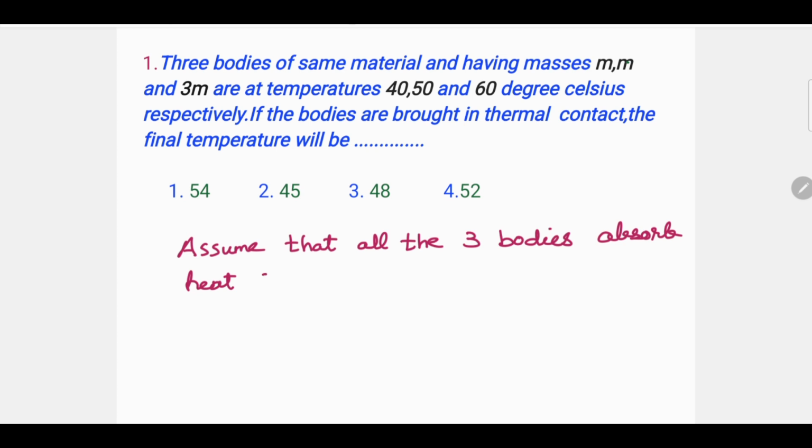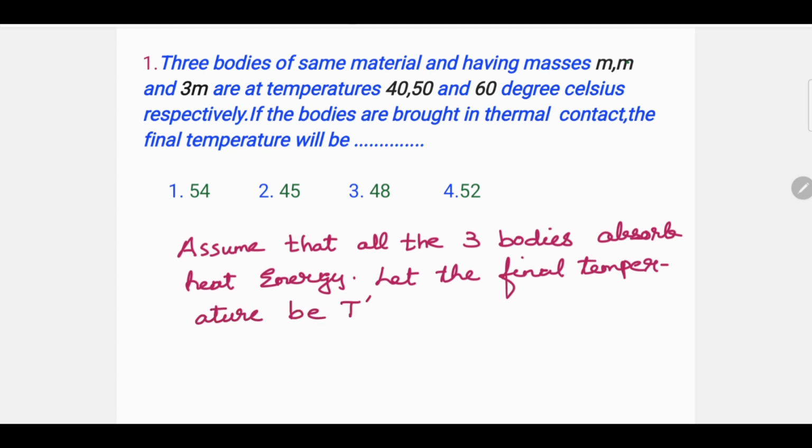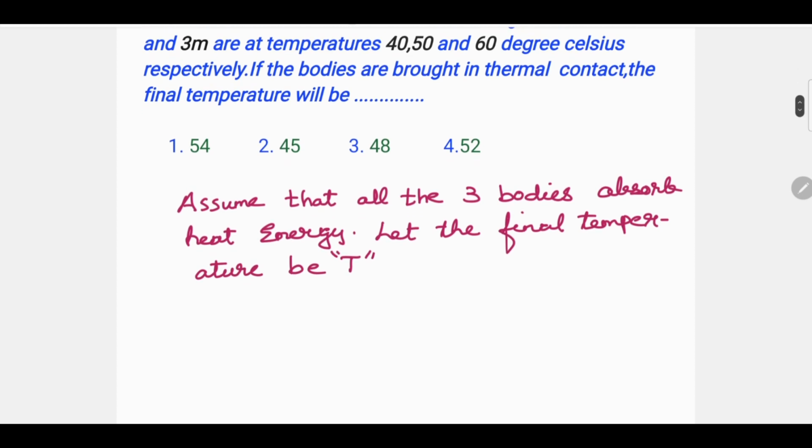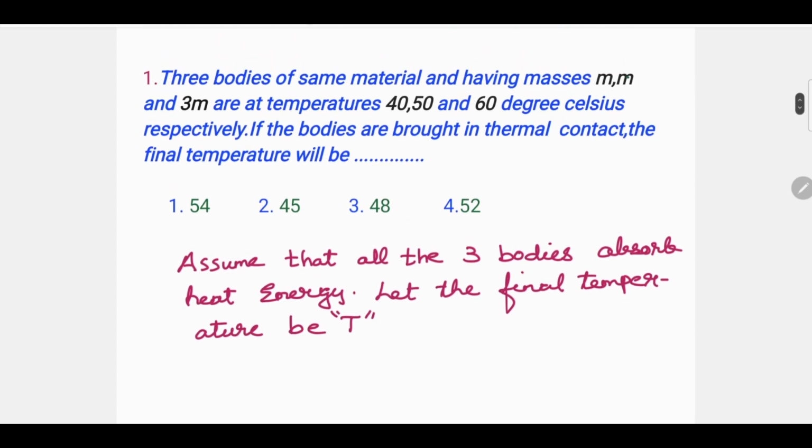Now the interesting thing is that when a body absorbs heat energy, its temperature rises. That means all of them, their temperature is increasing to some final temperature capital T. That temperature we have to find. Here actually not liquid or gas, they are telling three bodies only. So let the final temperature be capital T. Now we can apply the calorimetry principle.